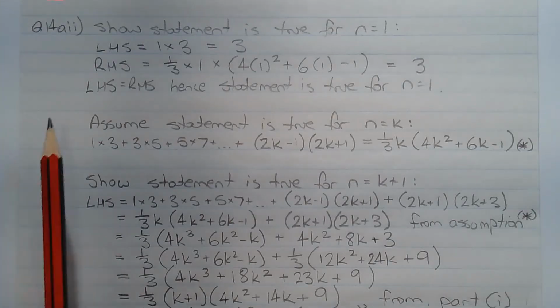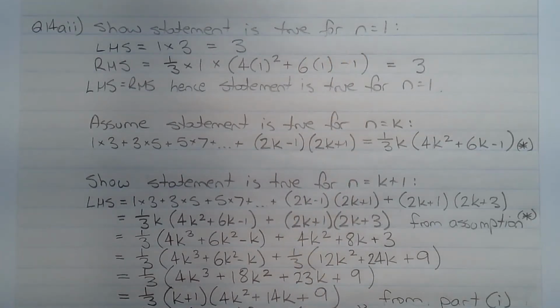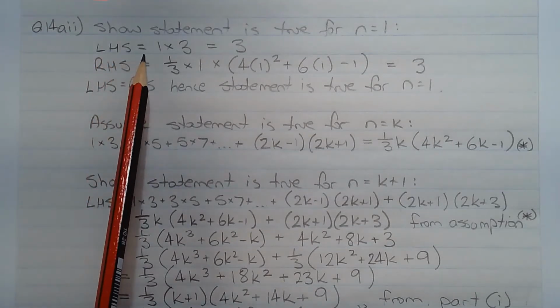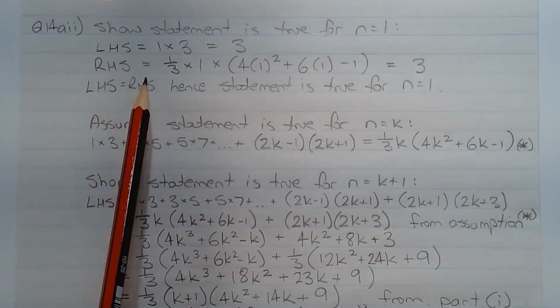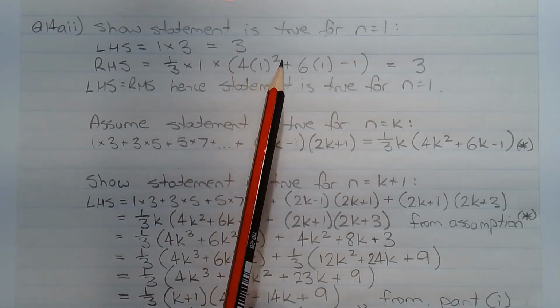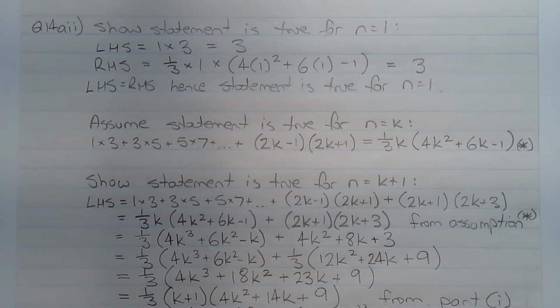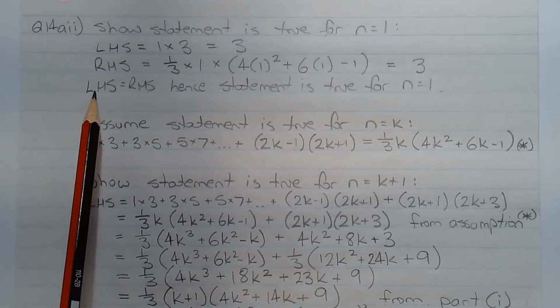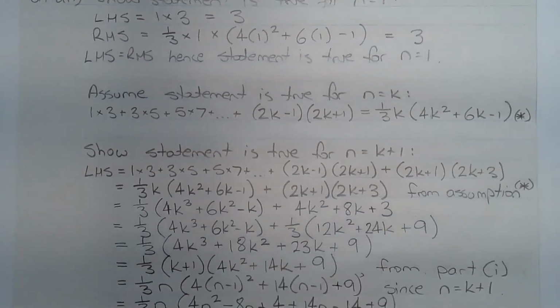The first step is to show the statement is true for some value of n. And in this case, the smallest value of n that we can test is n equals 1. When n equals 1, the left-hand side of the statement is equal to 1 times 3, which equals 3. And the right-hand side of the statement is equal to 1/3 times 1 times, in brackets, 4 times 1 squared plus 6 times 1 minus 1, and that evaluates to 3. Left-hand side equals right-hand side, hence the statement is true for n equals 1.